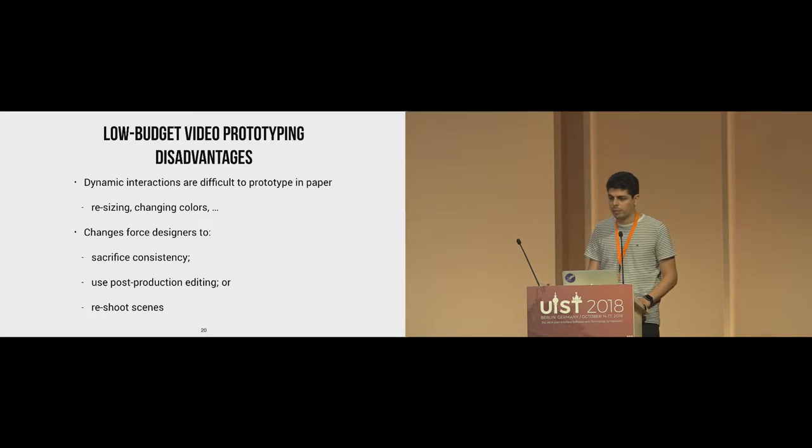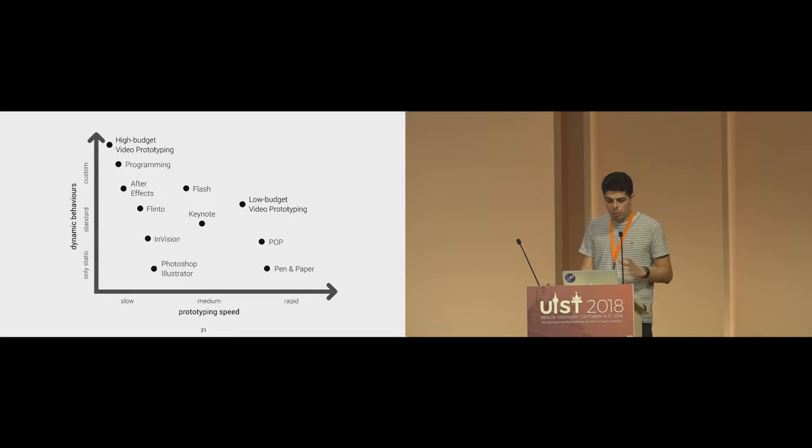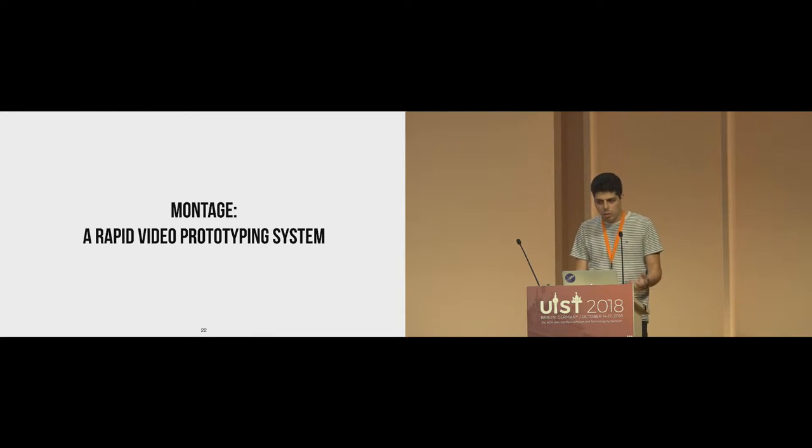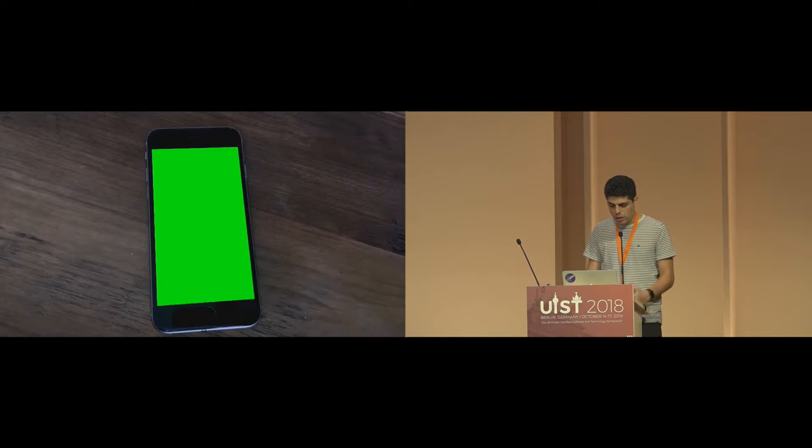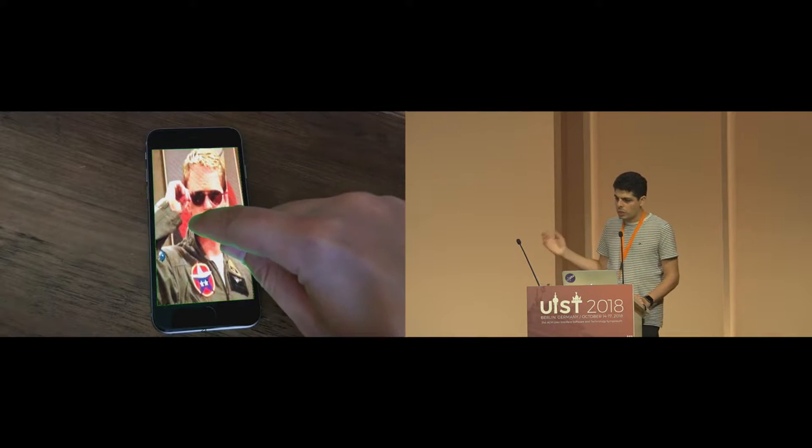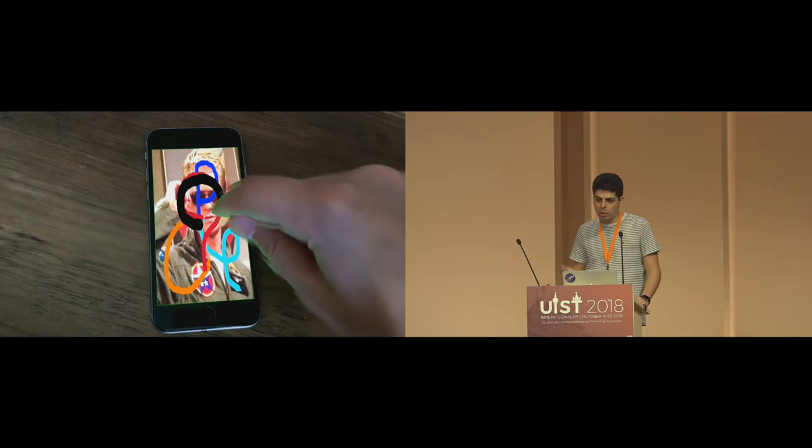everything that was modified. So the goal of what I'm trying to do here with Montage is to go to the top right area of this graph. How can we get the benefits of high video prototyping with digital objects and the speed of low budget video prototyping? So Montage is a system that allows you to do this by using green screen technology and digital sketches. So this is the result of how this technique will look like when you create it with Montage.